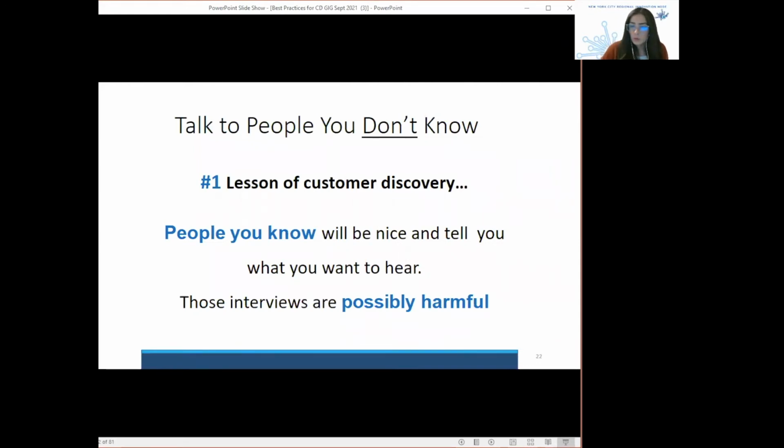When interviewing potential customers, talk to people you don't know. That's going to be our first rule of customer discovery. Because warm contacts are usually biased, and that's going to skew your data. You want people who don't know you and who can give you realistic feedback so that you can make the appropriate changes.